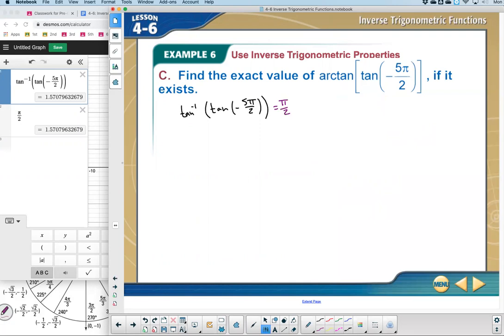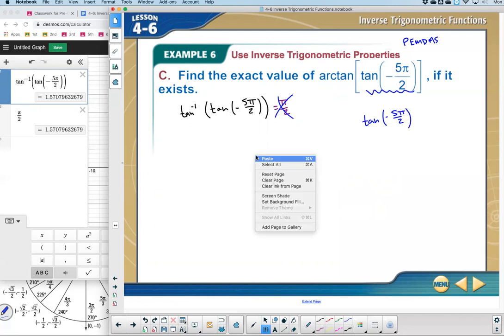Pi over 2. We know it's pi over 2 because we've gotten that answer just previously. But we're going to find out that is wrong. It's not actually pi over 2. Now, why is it not? Because the rule of math, remember, it's PEMDAS. For solving things, you start with your parentheses. So I would need to start with this and say, what is the tangent of negative 5 pi over 2?